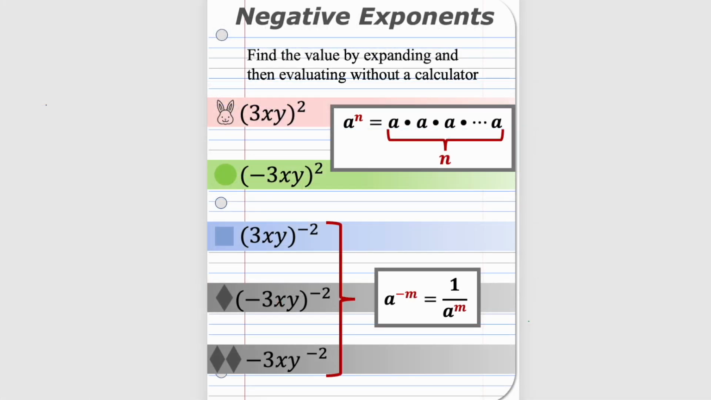Find the value by expanding and then evaluating without a calculator. We want to focus on 2 things. First is repeated multiplication, right here. And second, the negative exponent law, right here. Have a look at the 5 examples and pinpoint the bases. 3xy, negative 3xy, 3xy, negative 3xy, and here, just the y.